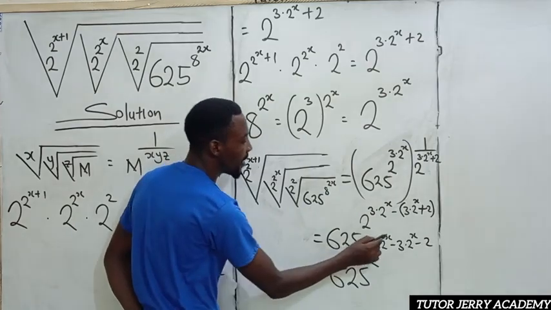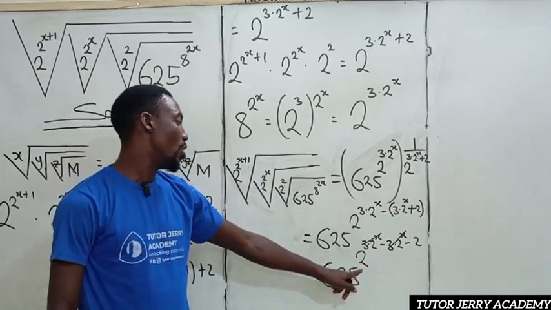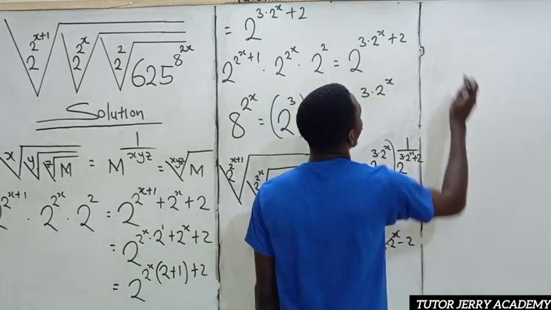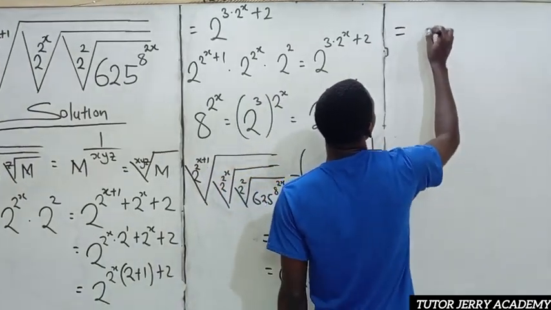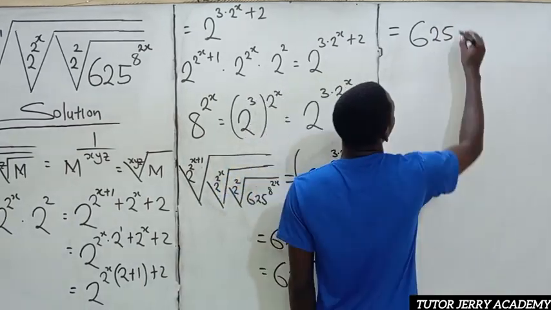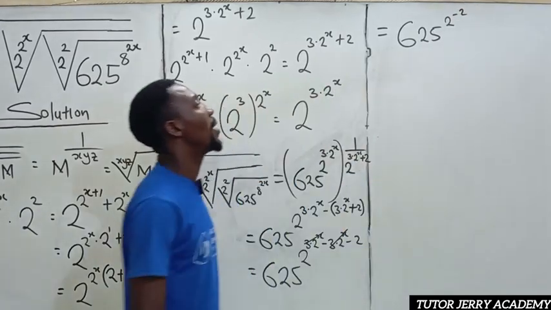All right, you agree with me that this will go with this. So now we are going to be left with what? 2 to the power of minus 2. So this will be equal to 625 to the power of 2 to the power of minus 2. All right, so that is what we are going to have.